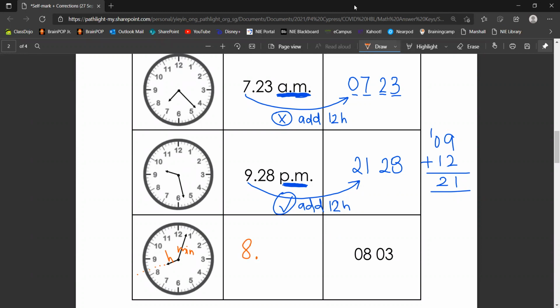So let's take a look at the minute hand. The minute hand is pointing at 1 minute, 2 minutes, 3 minutes. So there will be 3 minutes, not 30 minutes. You have to get the correct one before you can convert to the 24-hour clock. Now, again, same thing. Let us think. Is this AM or is it PM?